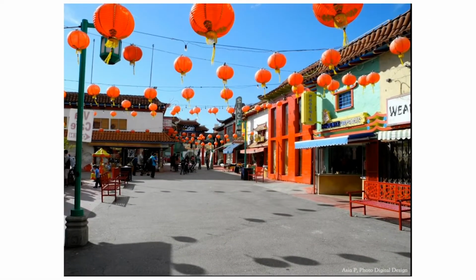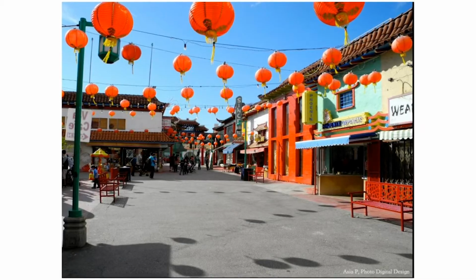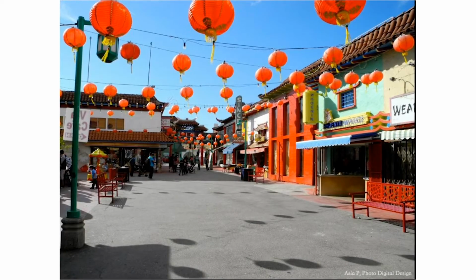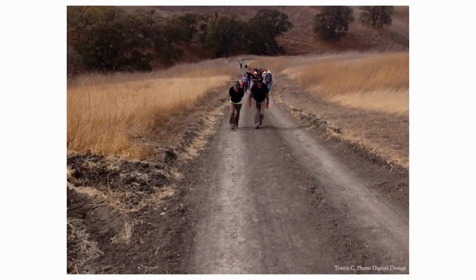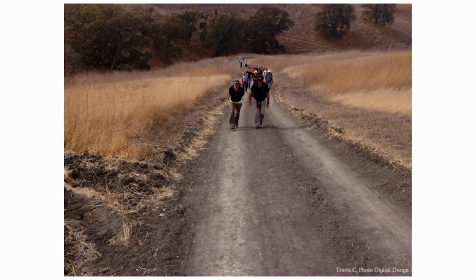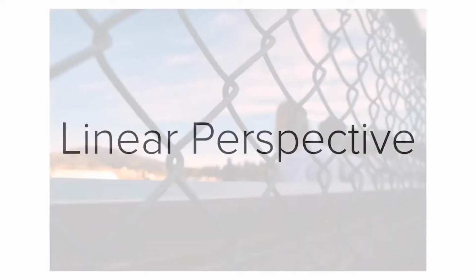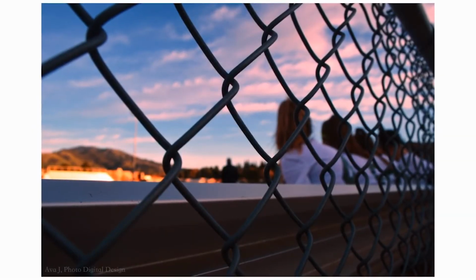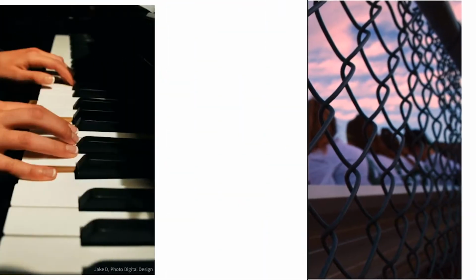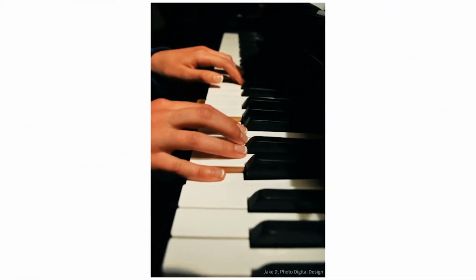Size is one way artists can demonstrate space. Larger objects show that they're closer to the viewer, and smaller objects show that they're farther back in space. Overlapping objects can also indicate space. Linear perspective is another tool artists can use to illustrate space. Receding lines going back to a vanishing point give the illusion of depth and distance in space.